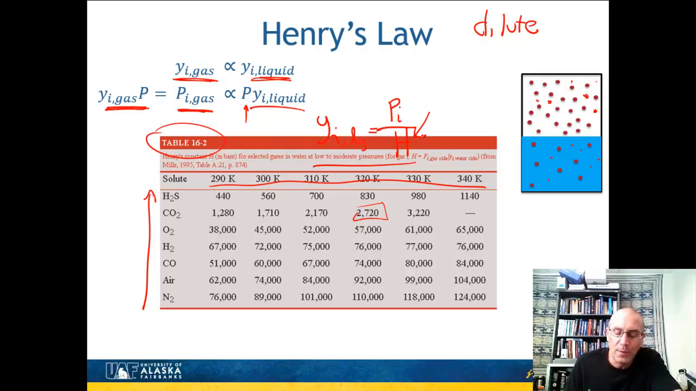And so you can go and determine what your composition is in the liquid phase, given the partial pressure, or vice versa. What's the partial pressure in the vapor phase if you know how much you have in the liquid phase? And remember, this only relates to dilute solutions. This is sort of a linearization of Raoult's law.